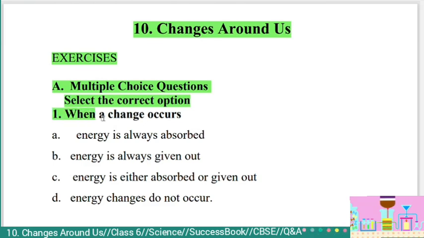First question is, when a change occurs, the given options are A. Energy is always absorbed. B. Energy is always given out. C. Energy is either absorbed or given out. D. Energy changes do not occur. Here the correct answer is option C, that is energy is either absorbed or given out. When a change occurs, energy is either absorbed or given out.